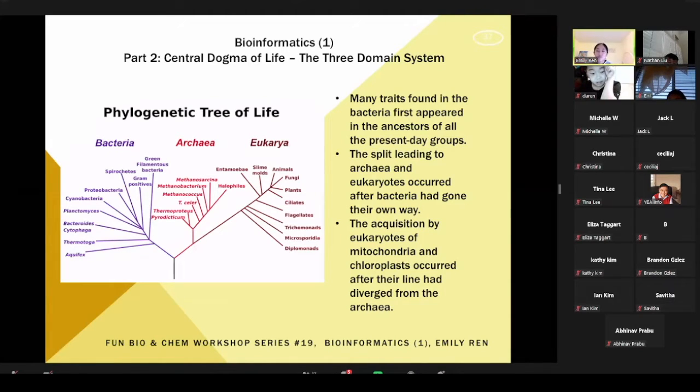So many traits found in bacteria first appeared in the ancestors of all the present-day groups, and the split leading to archaea and eukaryotes occurred after bacteria had gone their own way.